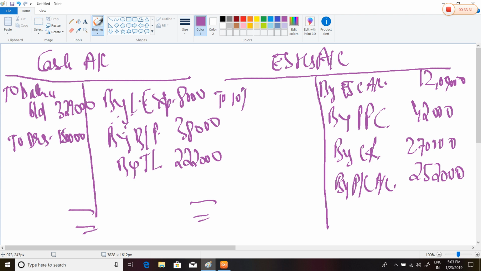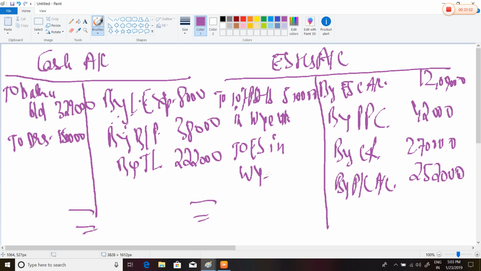Now here we are going to provide them to the 10% preference shareholders account. To 10% preference share capital in Y Limited, 5,10,000. And to equity shares in Y Limited, 15,70,000. They are equity shares and preference shares.